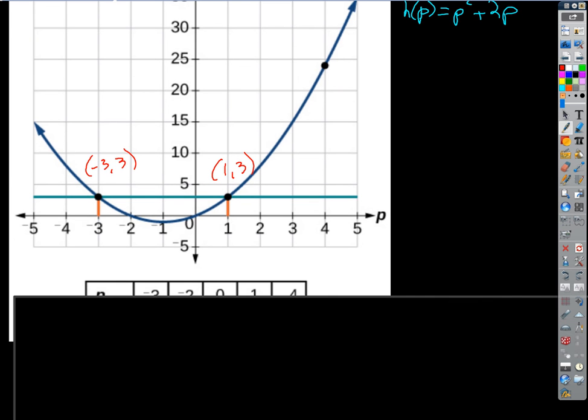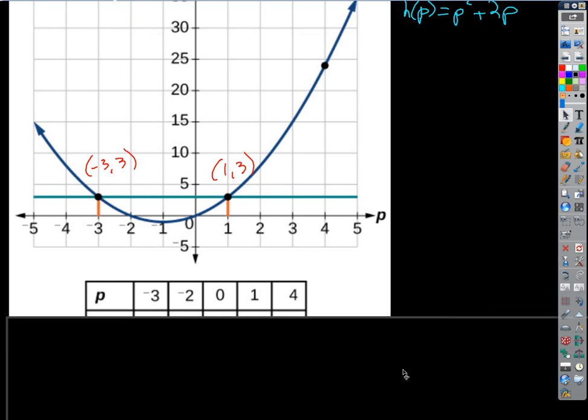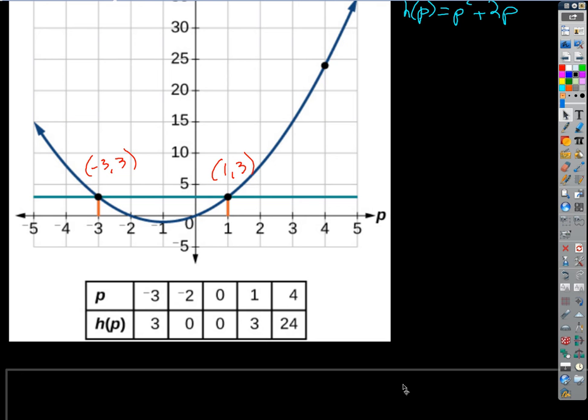This is just a little bit of a glimpse forward. And there's a table that gives us some ordered pairs, right? Values of the input, values of the output. We can see that these were the values we're interested in because those are the ones that have output values of 3. All right, questions? Okay, last issue.